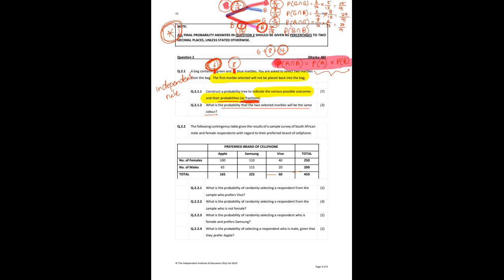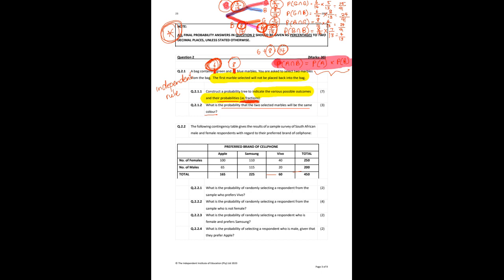So that's 8 over 14 multiplied by 7 over 13. And that is 4 over 13. Okay, so that would be question 1 then. You have drawn up your probability trees together with all of the possible outcomes that can occur, and then you also calculated the probability of each one of them.